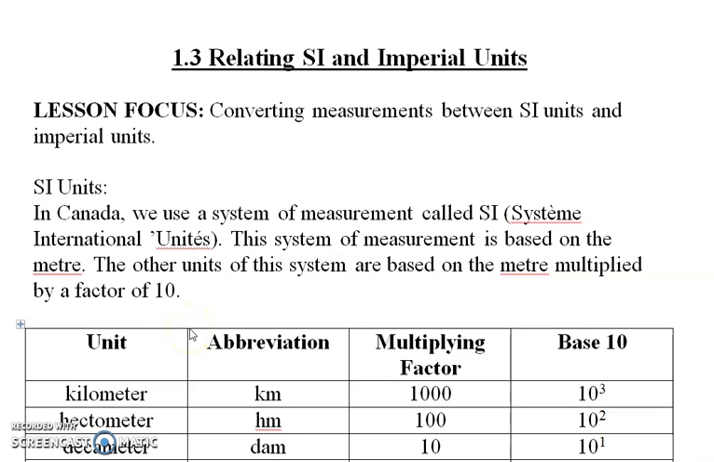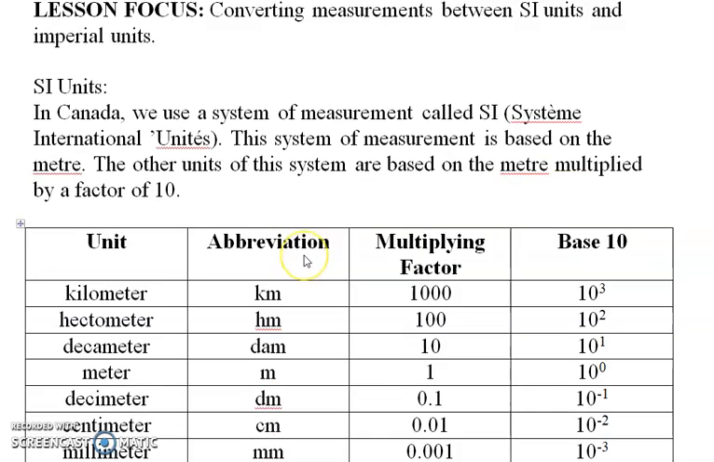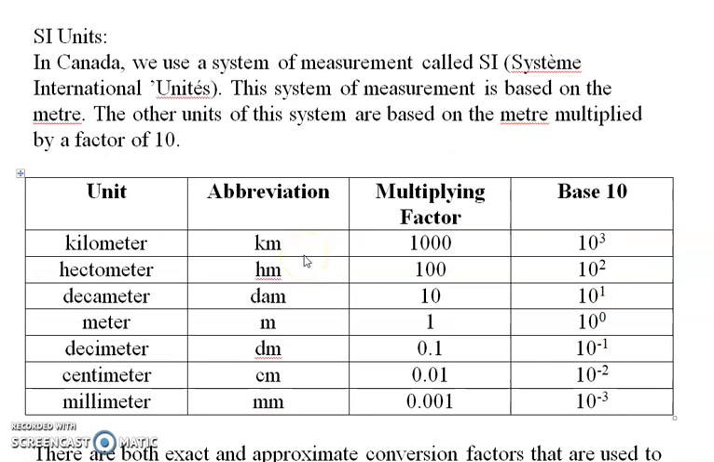Hello everybody, welcome back. Today we'll be starting 1.3, relating SI and imperial units: converting measurements between SI units and imperial units. You guys are familiar with SI units. SI units are your kilometers, hectometer, decameter, meter, decimeter, centimeter, millimeter. And you're familiar with these with liters as well, and grams, right? So you've used these before.